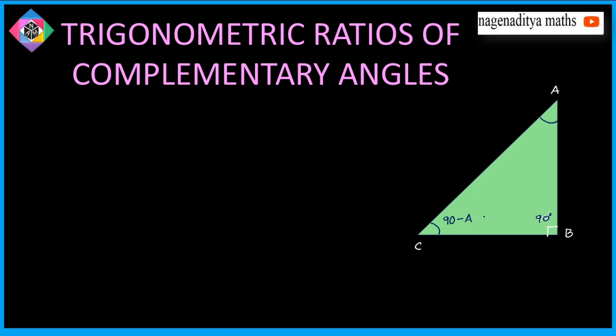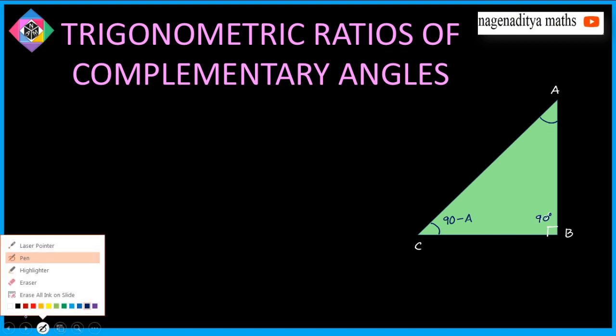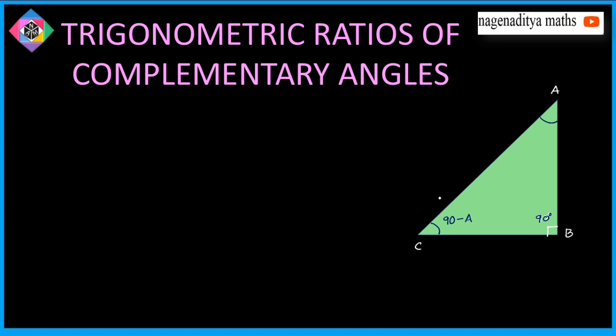So this is the angle A plus this is the angle 90 minus A. If we add both angles, 90 minus A plus A, minus A plus A cancels, and this is equal to 90 degrees. So if this angle is A and this angle is 90 minus A, this angle is C, this angle is 90 minus C. Now we find the trigonometric ratios of 90 minus A. The opposite side of 90 minus A is AB, the adjacent side of 90 minus A is BC, and the hypotenuse is AC.